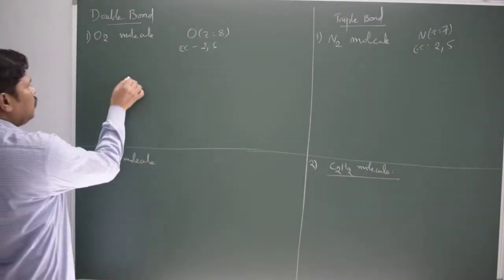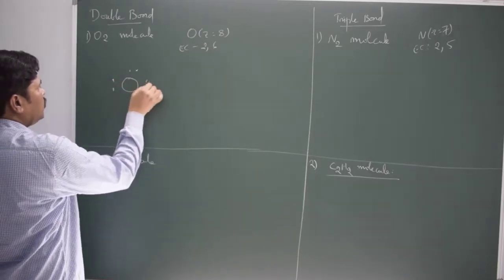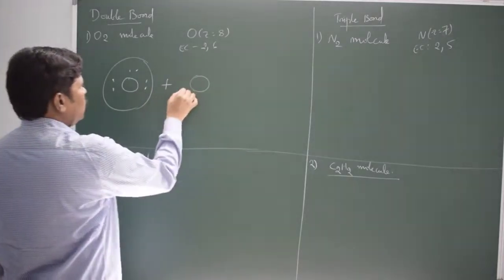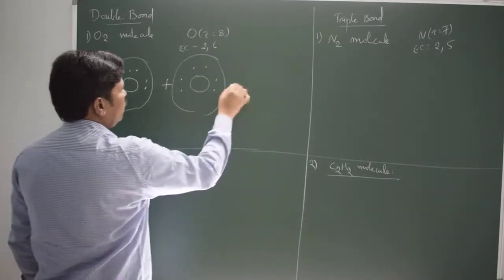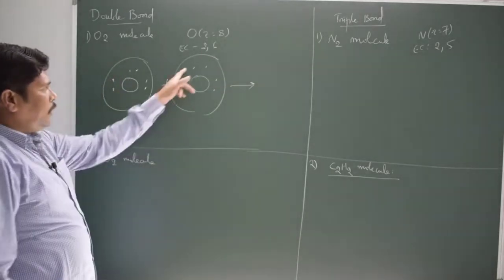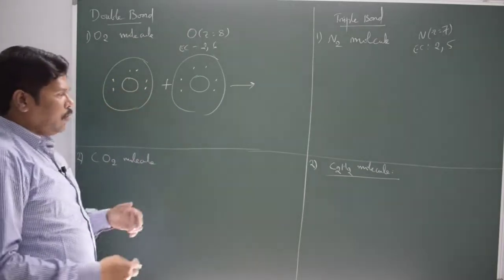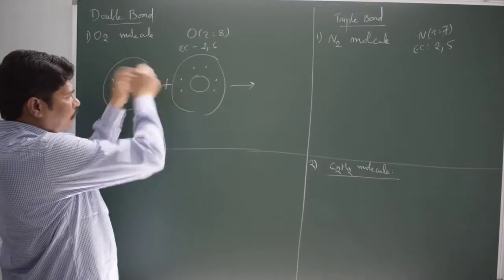So the oxygen molecule. I am going to draw the Lewis symbol for this. One, two, three, four, five, six for the oxygen atom. So one more oxygen atom: one, two, three, four, five, six. So two atoms. Each has 6 electrons, and this one has 6 electrons. Each requires 2 electrons. So 2 electrons of one atom will be shared with 2 electrons of another atom.